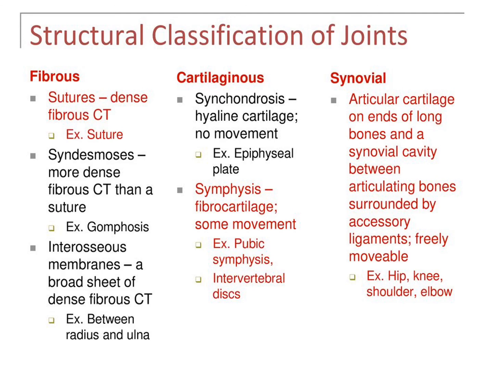Now we come to the summary of the joints. We have three major types of joints. One are the fibrous joints, in which we did the sutures, we did the syndesmosis. Then we did the cartilaginous joints, in which we did the synchondrosis and symphysis. Synovial joints are still remaining.